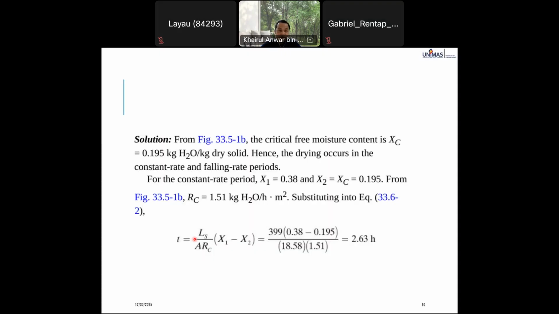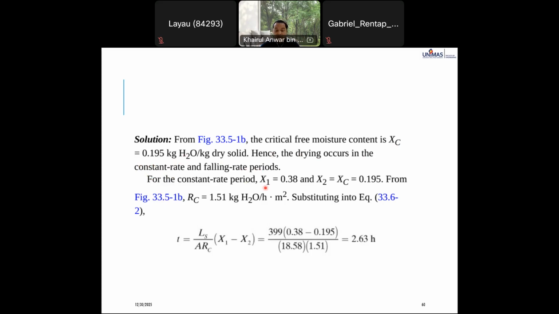So from figure 9.5-1b, you can refer to page 1558 in the book. The critical free moisture content Xc is equal to 0.195 kg H2O per kg dry solid, hence the drying occurs in the constant rate and falling rate periods. So this is the start of the falling rate period and the end of the constant rate period.